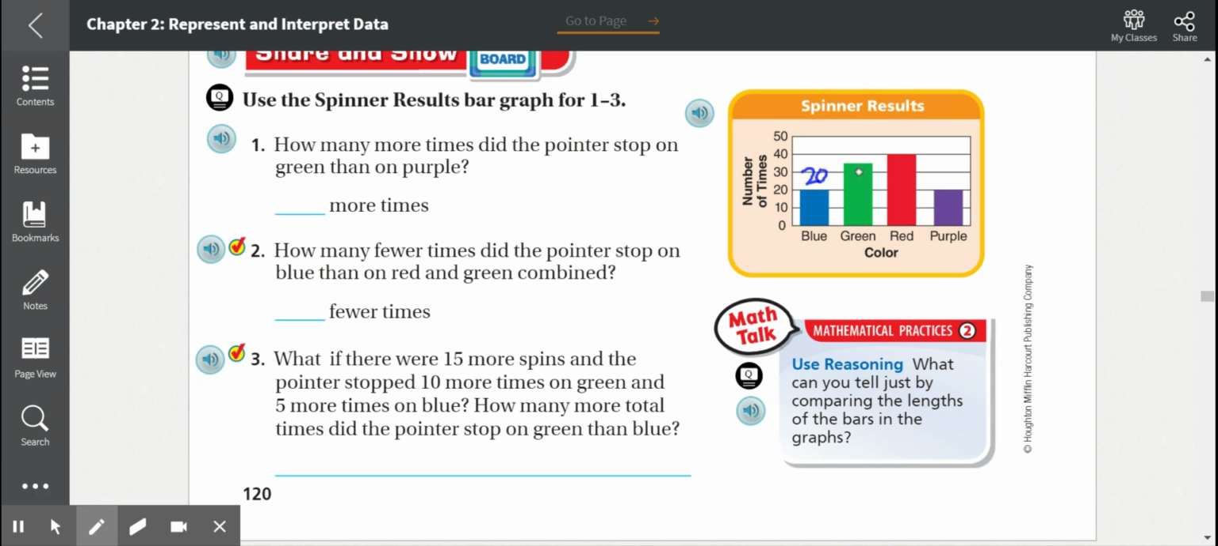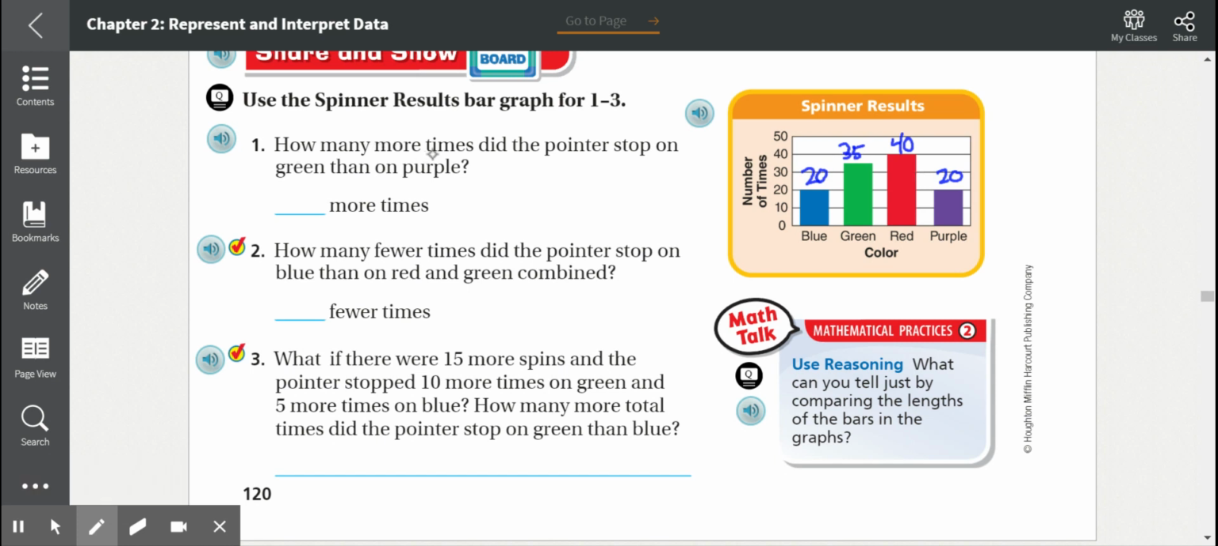How many times did it stop at green? It's between 30 and 40, so it'd be 35. How many times did it stop on red? 40. And purple? 20. Now we can answer number 1.